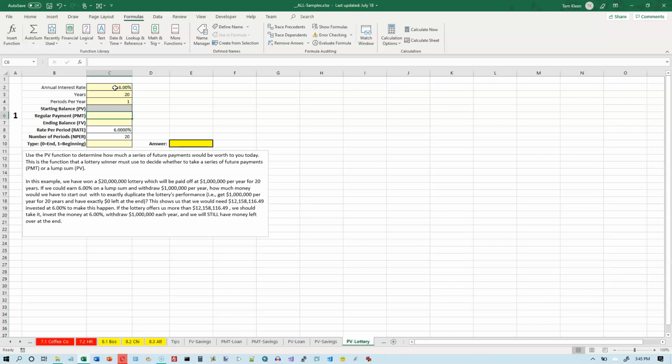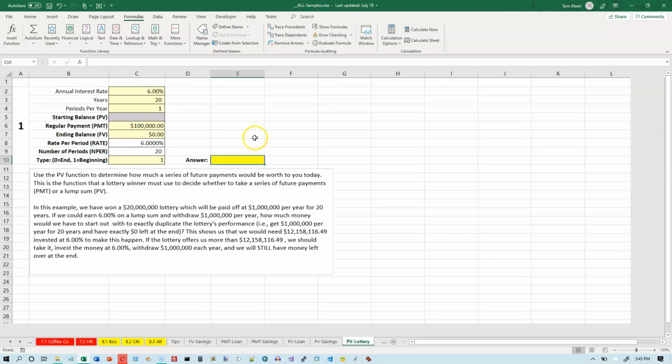And our regular payment is going to be $1 million every year for 20 years. So I'm going to put in 1 million. And my ending balance will be 0. And the payment is going to be at the beginning of every one of these periods. So now let's go over here and let's zoom in on this a little bit.